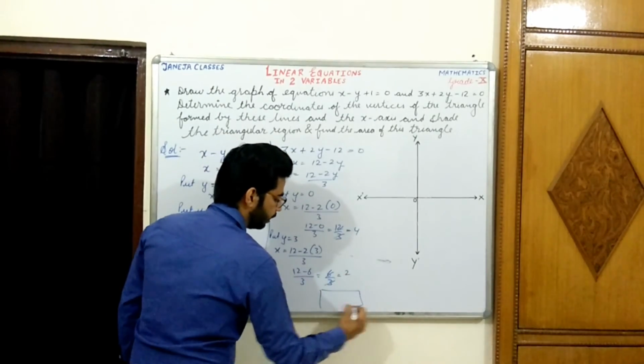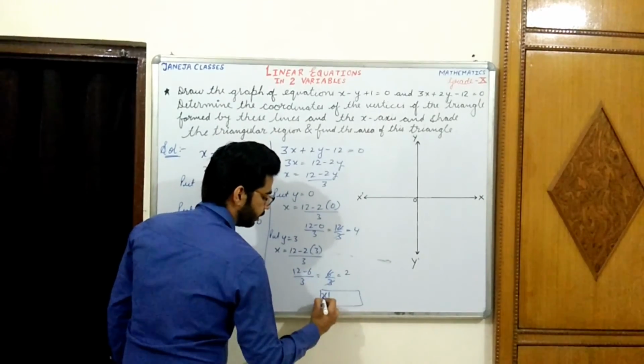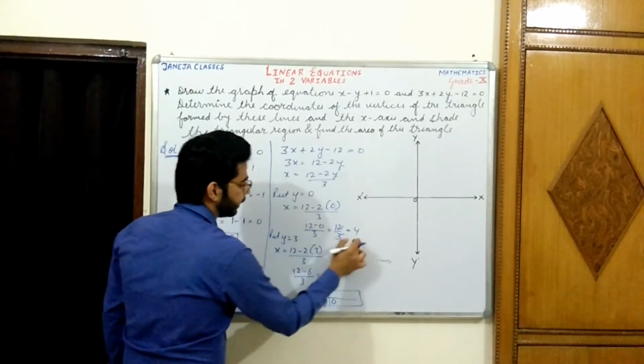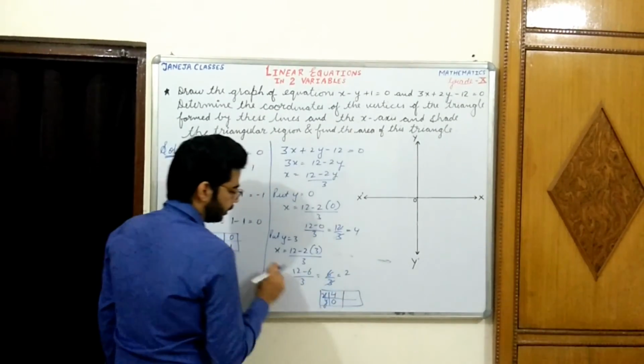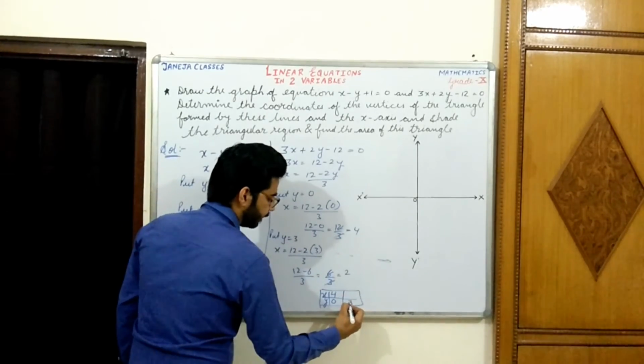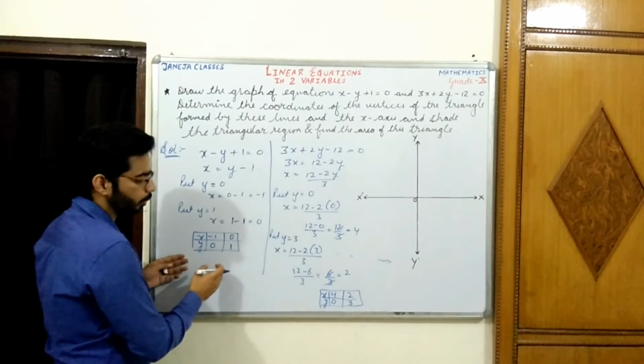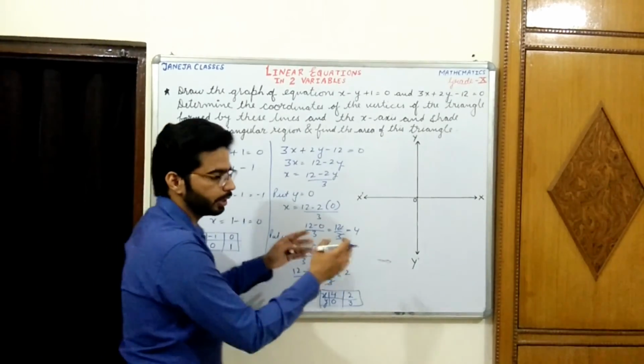So let us draw the table. X and y. Y is 0 and x at that time is 4. When y we have taken 3, at that time x is 2. So we can plot both of these points on the graph.